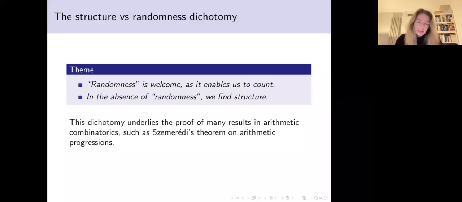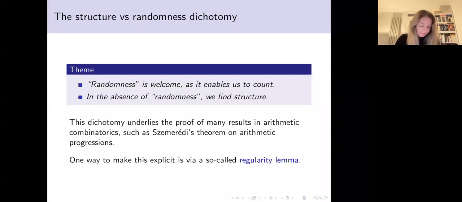One way to make this dichotomy explicit is via a so-called regularity lemma. It's probably the single most powerful tool we have in combinatorics, and the story, at least the modern story, would naturally start in the 1970s with Szemerédi's regularity lemma for graphs. But I won't be talking about graphs today, so we'll jump straight into the group setting.